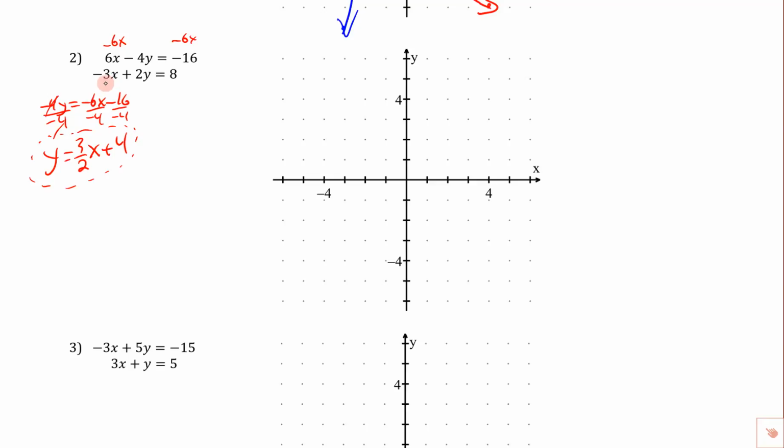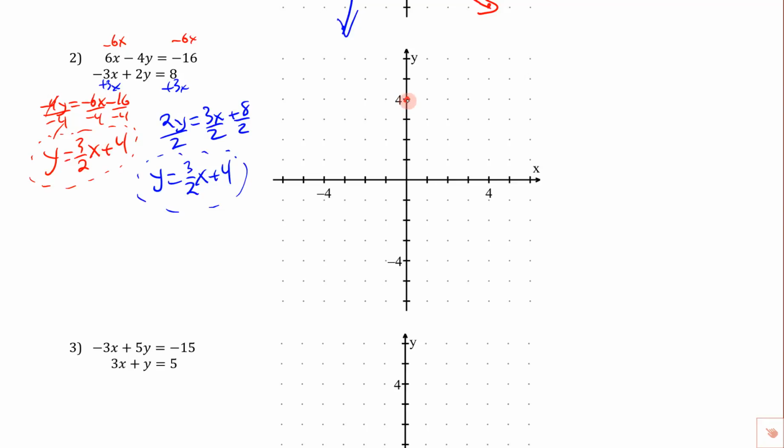I'm then going to change colors, and let's move this one over here. So we're going to add 3x here and add 3x here. So this is going to be 2y equals 3x plus 8, and then we'll divide every term on both sides by the 2, and we get y equals 3/2 x plus 4. So again, I'm going to put a dotted circle around that one right there to make sure that I get credit for at least doing that part right. Let's go ahead and graph the red one.